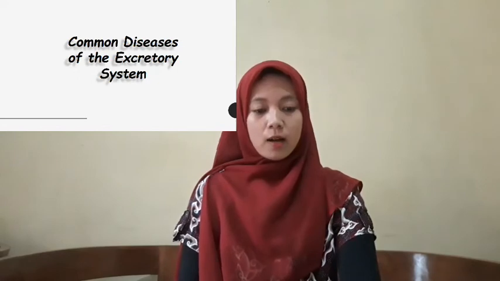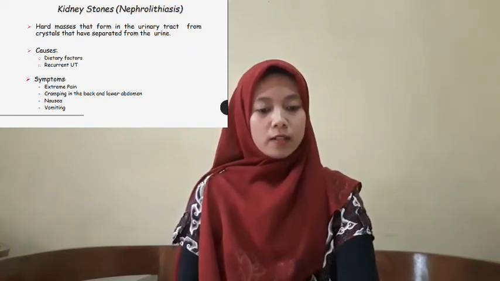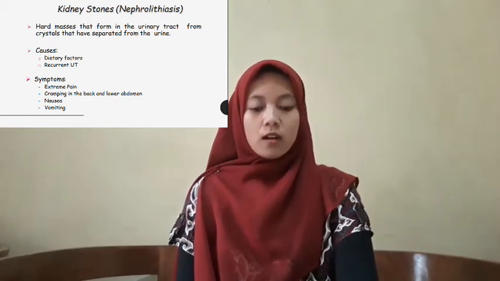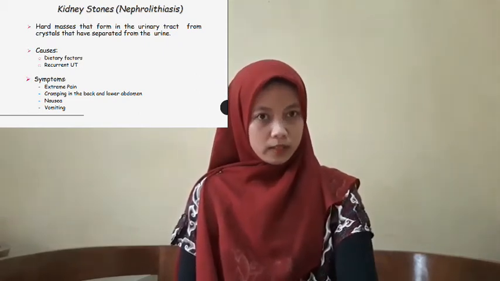Next, the common diseases of the excretory system. Number 1, kidney stones or nephrolithiasis are hard masses that form in the urinary tract from crystals that have separated from the urine. Causes are dietary factors and recurrent UTI. The symptoms are extreme pain, cramping in the back and lower abdomen, nausea, and vomiting. This is the picture of kidney stones.